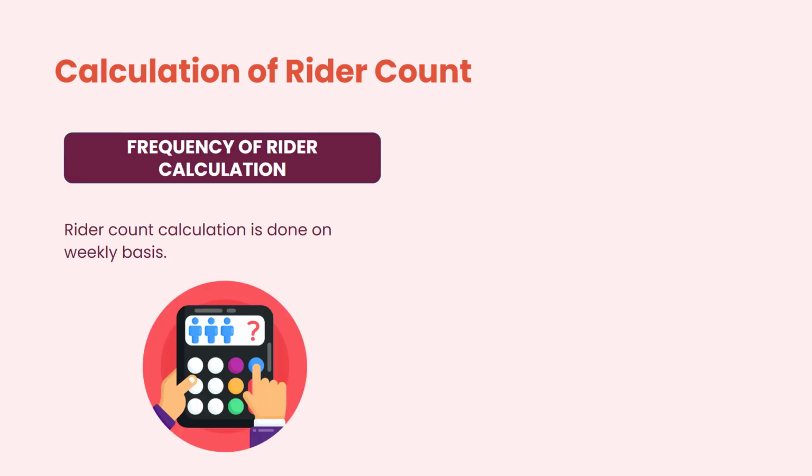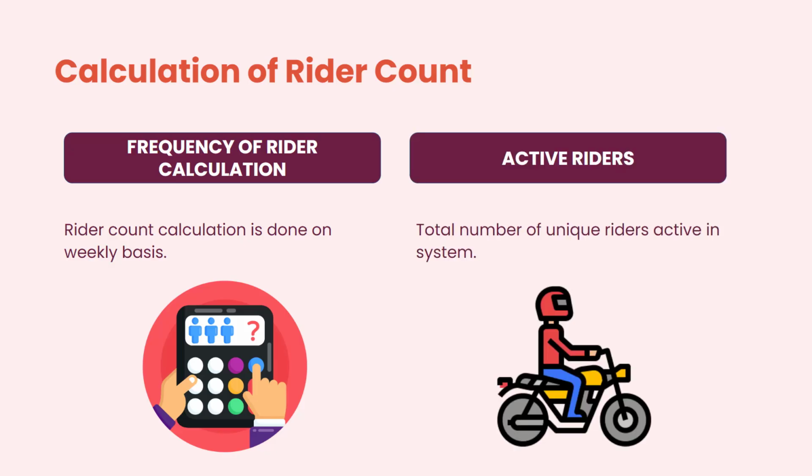Now let us try to understand the count of active riders needed in a week. When you plan for rider count, you can't do it on a daily basis as it becomes hectic. Hence, rider count planning is usually done on a weekly basis. Also, by active riders, I mean the total number of unique riders who are active in the system. The definition of active can be different for different companies. For example, some companies consider a rider to be active if he has done more than one order on the platform in the last 7 days.